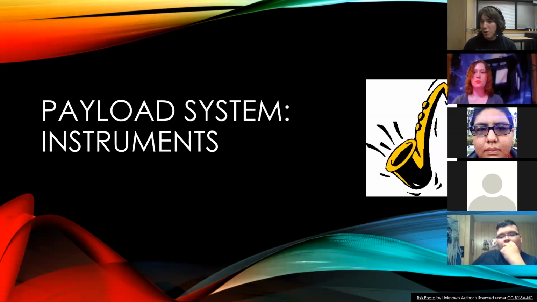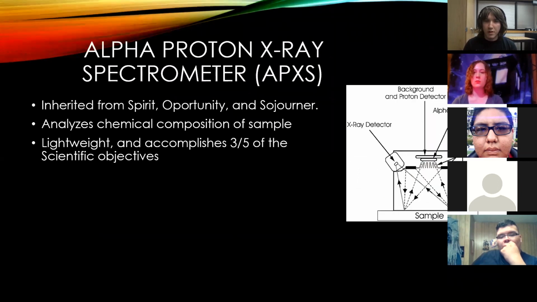And now we'll go over the instruments for our payload. One of the main instruments we chose was called the Alpha Proton X-ray Spectrometer. We are inheriting this instrument from previous missions. The main purpose of this instrument will be to determine the chemical composition of the sample. It's lightweight. The instrument is going to accomplish 3/5 of our scientific objectives. And in addition to that, it is also low power.